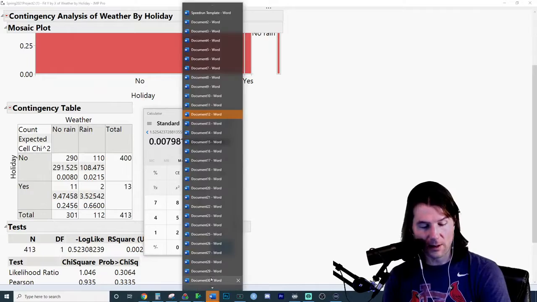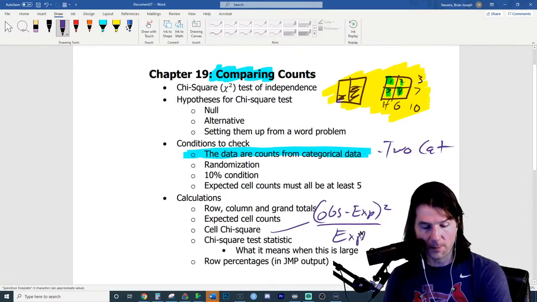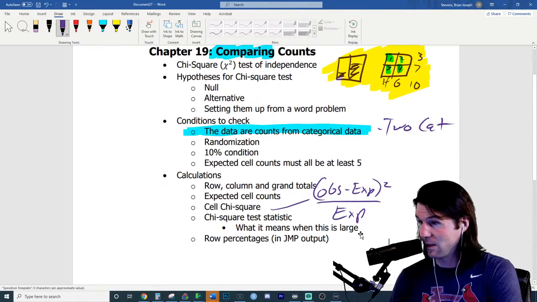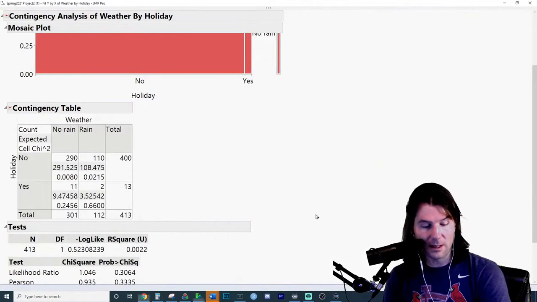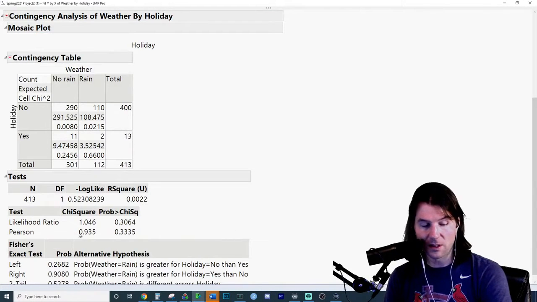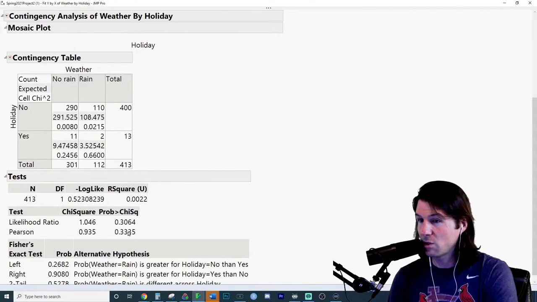So next, let's take a look at the next thing we're going to cover right here. The chi-squared test statistic, and what it means when the chi-squared test statistic is large. How do we get this chi-squared test statistic down here, which is the Pearson? The Pearson has your p-value. Memorize that. When doing the chi-squared tests, you're using the Pearson.